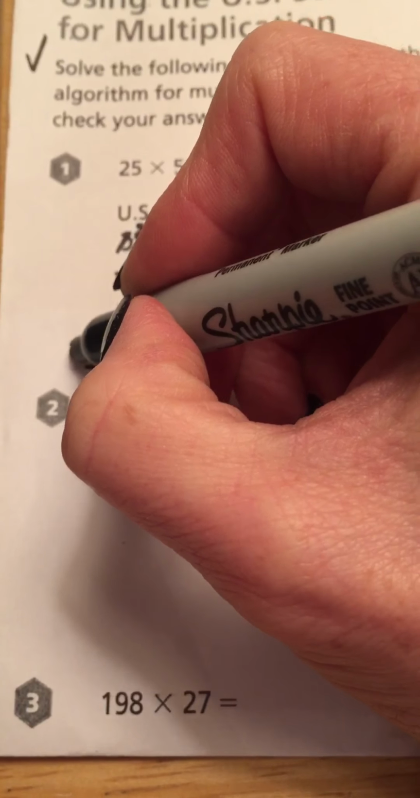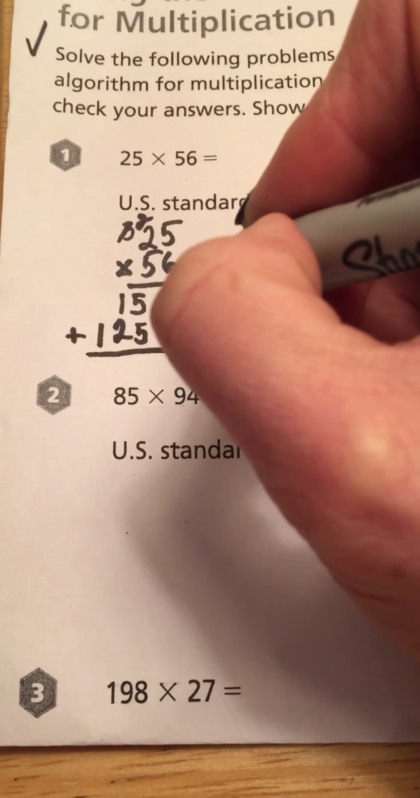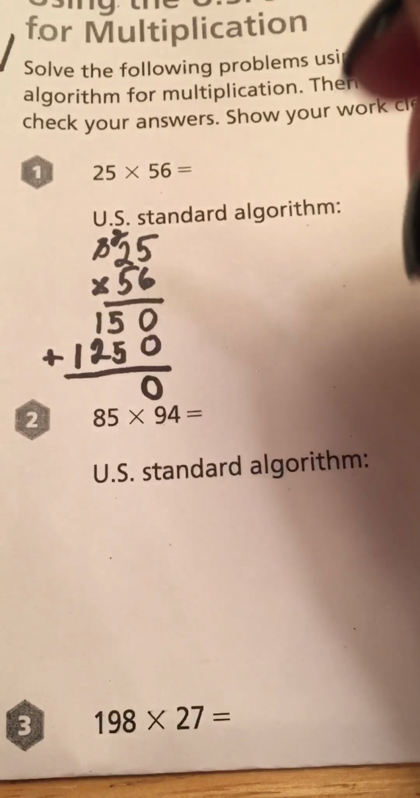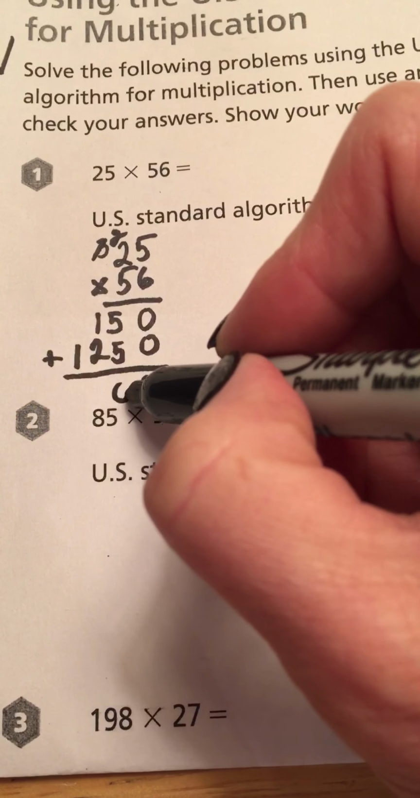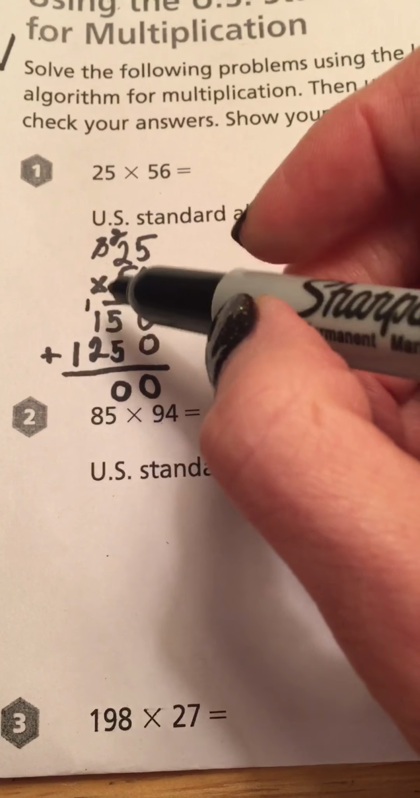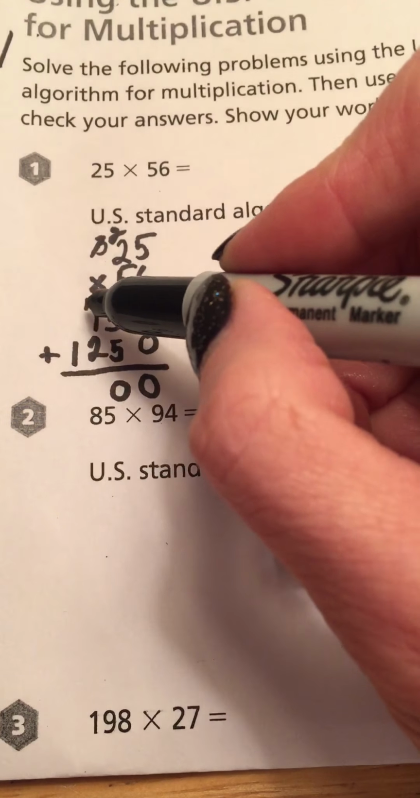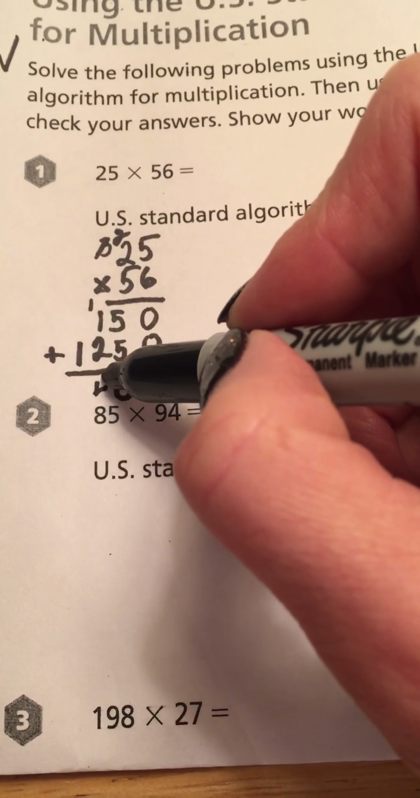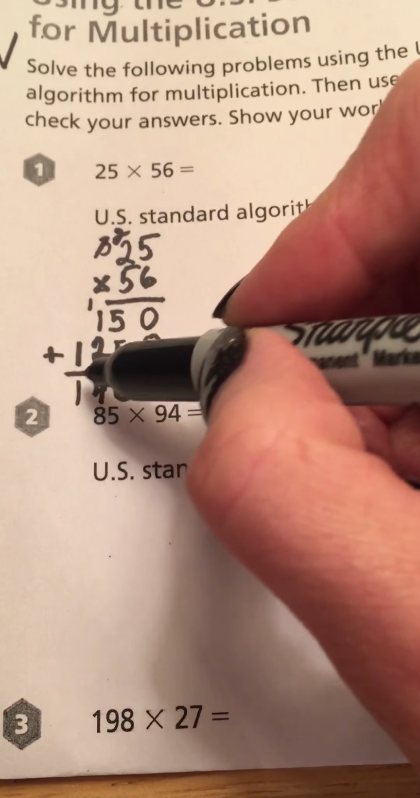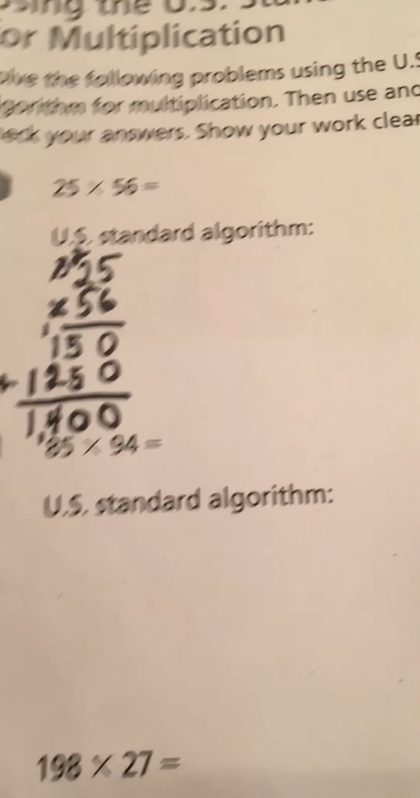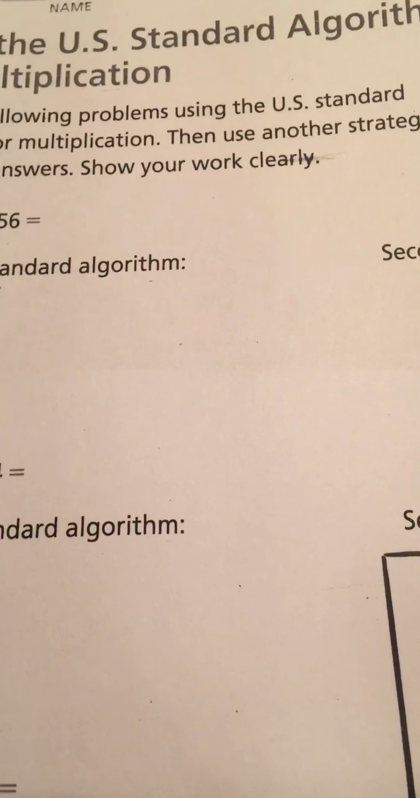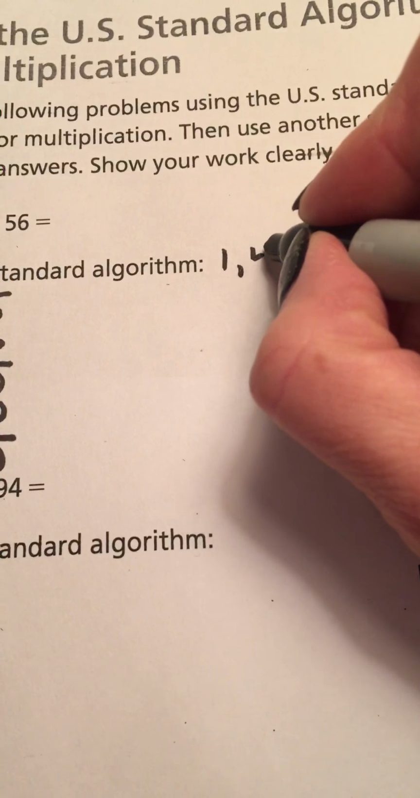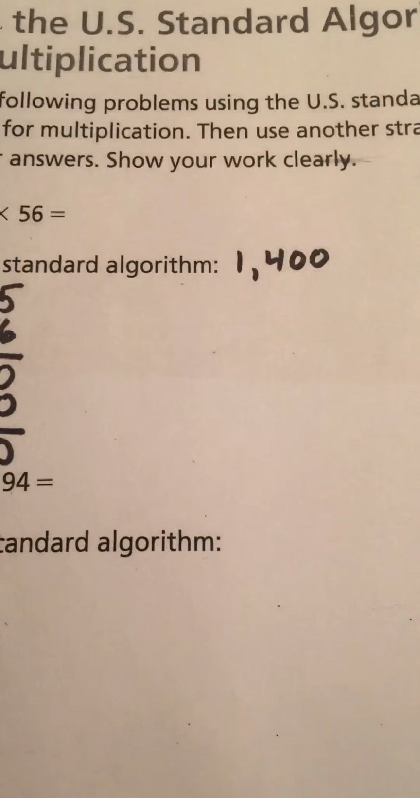Draw my line. Now I'm ready to add. 0 and 0 is 0. 5 and 5 is 10. Put down my 0. Carry 1. 1 plus 1 is 2, plus 2 is 4. And 1 plus nothing is 1. So my answer here is 1,400. So 1,400 using the standard algorithm.